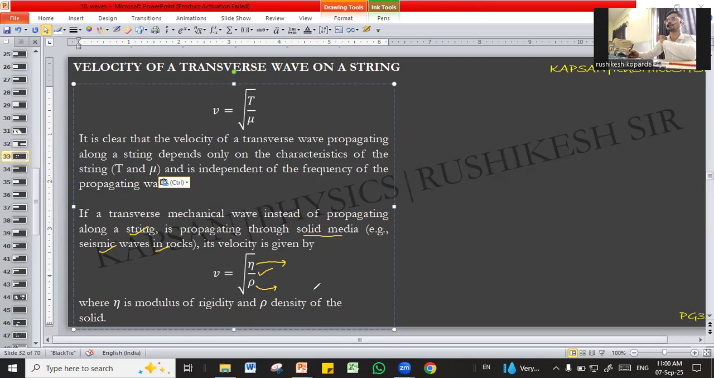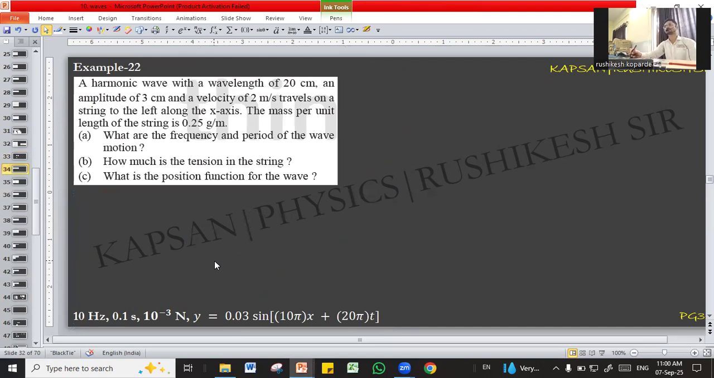So what is the formula for transverse waves? For the string it is under root T by mu, and for a solid medium it is under root eta upon rho. Eta is the modulus of rigidity and rho is the density. So we have to remember these two formulae for the velocity of a transverse wave. Is that clear? Any doubt in this? That's it. Let's move ahead. Solve this.